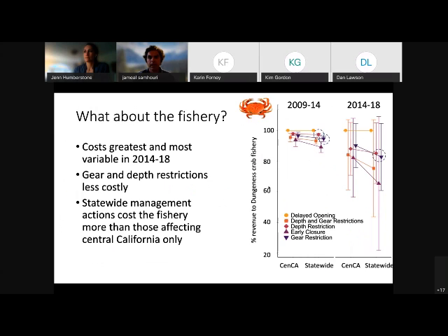And so if we now look at the expected cost of the fishery under these different management scenarios, I can make 3 points here as well. First, the costs were greatest and most variable in 2014 to 2018 here on the right. Second, the gear and depth restrictions, as you can see in the dashed circles, were less costly than, say, something like an early closure. Those are the triangles. And finally, statewide management actions, while we saw on the last slide, reduce risk to whales the most, they also cost the fishery the most.